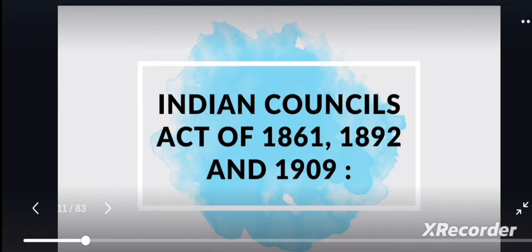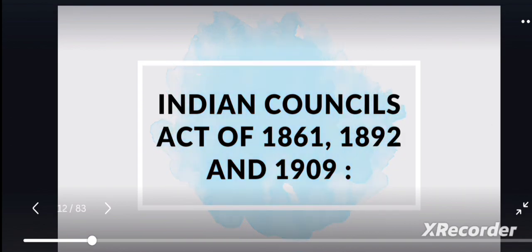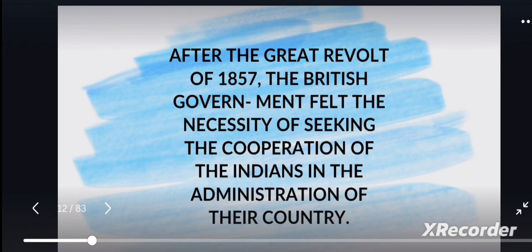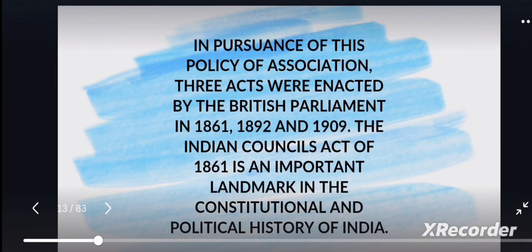Indian Councils Acts of 1861, 1892 and 1909. After the Great Revolt of 1857, the British government felt the necessity of seeking the cooperation of Indians in the administration of their country. In pursuance of this policy of association, three acts were enacted by the British Parliament in 1861, 1892 and 1909. The Indian Councils Act of 1861 is an important landmark in the constitutional and political history of India.